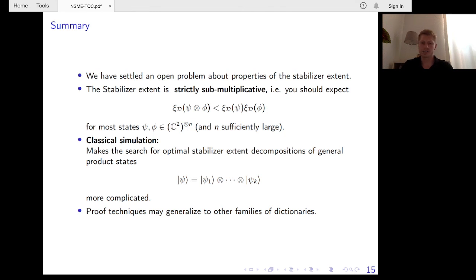Our proof technique really just worked with certain properties of the stabilizer states, namely the most important one, that this dictionary of stabilizer states is closed under taking tensor products, and it grows sub-exponentially in the dimension. So if you have another dictionary sequence and you want to investigate whether it's multiplicative or not, you might simply use our proof techniques to prove, probably, strict submultiplicativity. All right, then, thanks for listening, and this is all from my side.